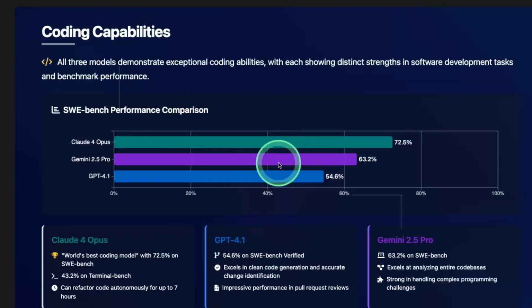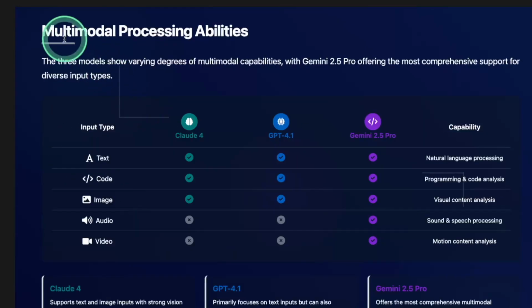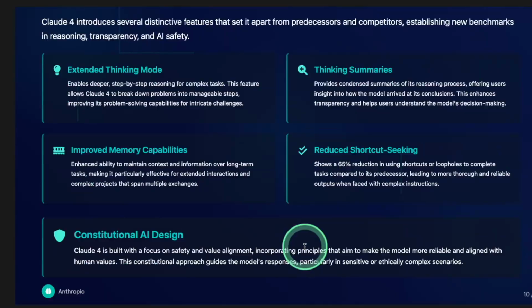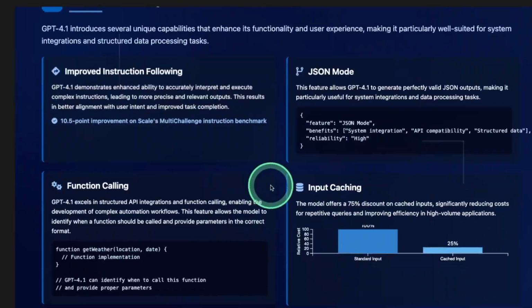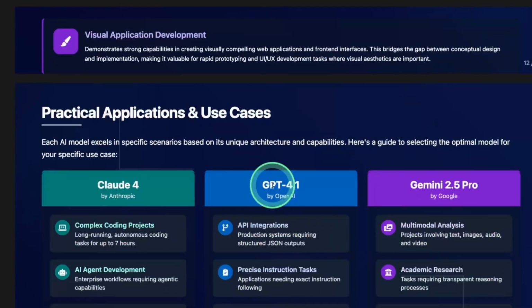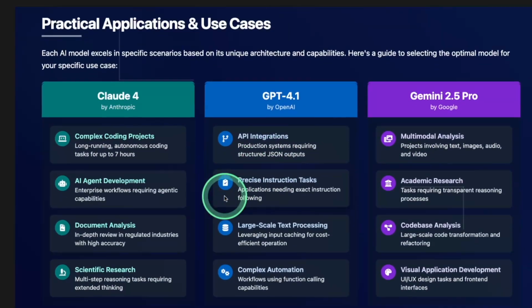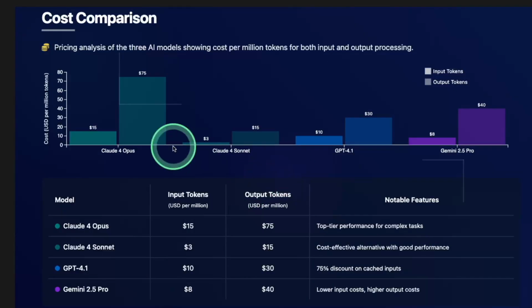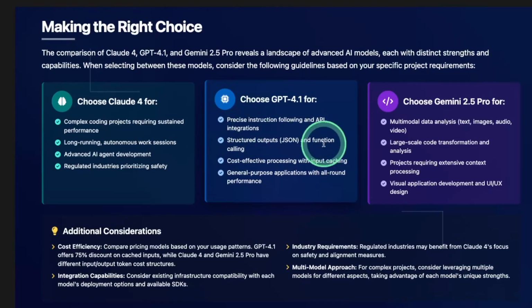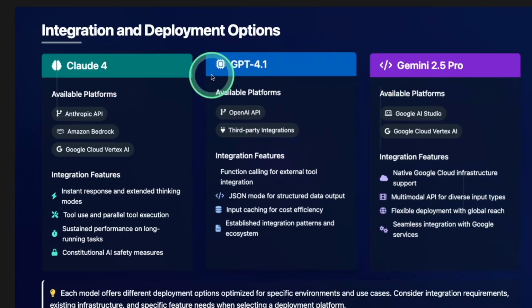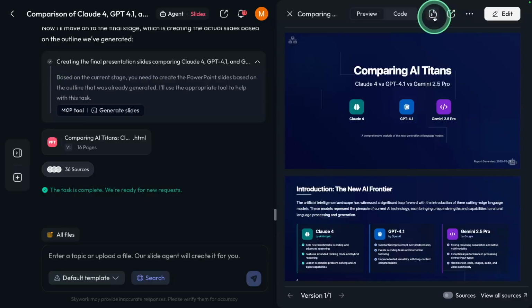Here is the coding performance comparison. Claude 4 Opus beats Gemini 2.5 Pro and GPT 4.1. Multimodal processing ability, Gemini 2.5 Pro supports audio and video as well. This is really detailed, and you can't get this in-depth detail just by browsing internet manually, and I'm really impressed. Here is a cost comparison, making the right choice, integration and deployment options. You can also see the code, also able to download in all these formats.